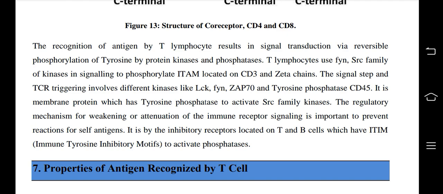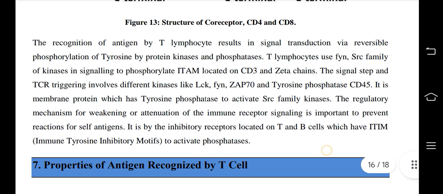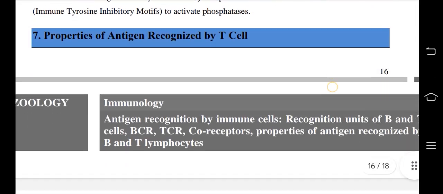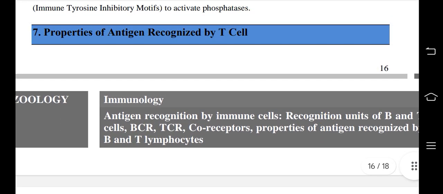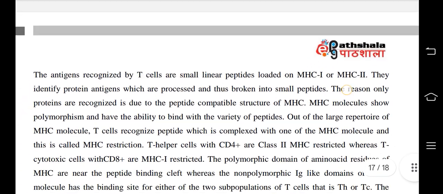The regulatory mechanism for weakening or attenuation of the immune receptor signaling is important to prevent reactions against self-antigens. It is done by the inhibitory receptors located on B and T cells, which have ITIM, immune tyrosine inhibitory motifs, to activate phosphatase.